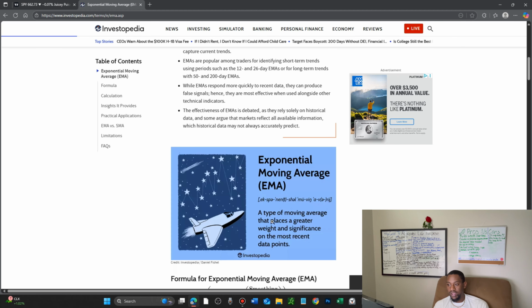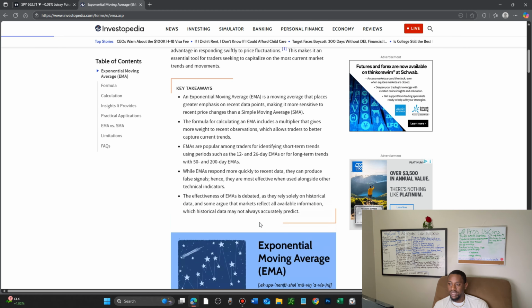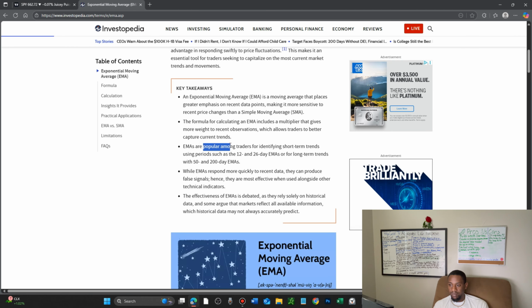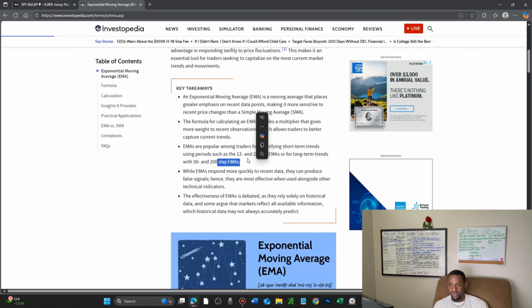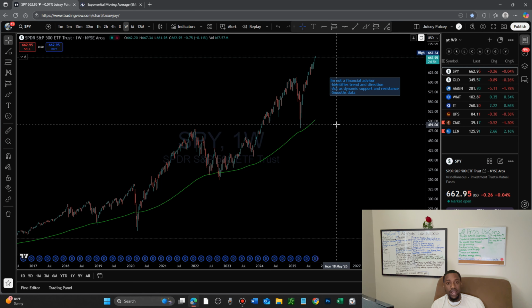The exponential moving average is a type of moving average that places a greater weight and significance on the most recent data points. Basically the 200 EMA is the past 200 days consolidated in one line. EMAs are popular among traders for identifying long-term trends with the 200-day exponential moving average. I also like the 50-day moving average. First thing first, it identifies trend and direction.